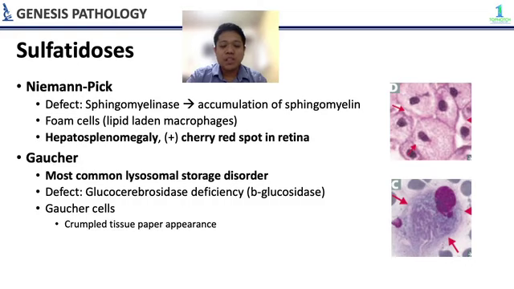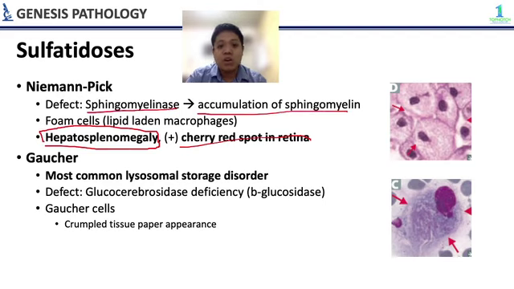For sulfatidosis, first you have Niemann-Pick. Like Tay-Sachs, it also has a cherry red spot in the retina. However, the difference is that Niemann-Pick has hepatosplenomegaly. The defect here is sphingomyelinase, leading to an accumulation of sphingomyelin. In the slides, you will see foam cells or lipid-laden macrophages. They are swollen macrophages that look like foam.